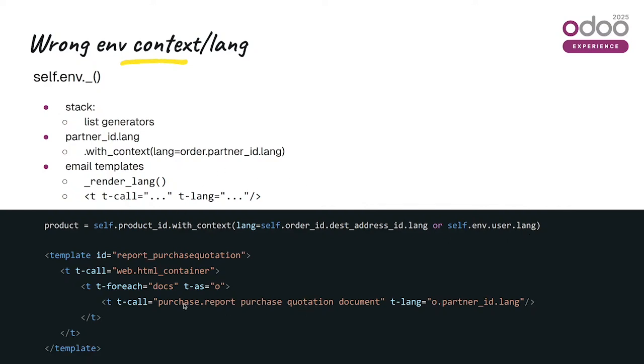You can also do something similar within the email templates directly as well, where you just set the t-lang. And there's also some other helper things like render_lang that you can use to call on an email template to make sure it uses the right language.